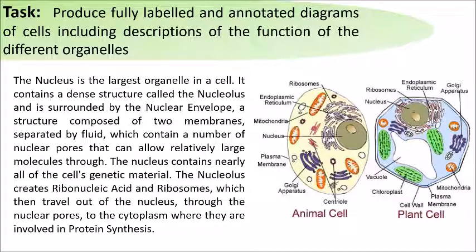The nucleolus creates ribonucleic acid and ribosomes, which then travel out of the nucleus through the nuclear pores into the cytoplasm, where they are involved in protein synthesis.